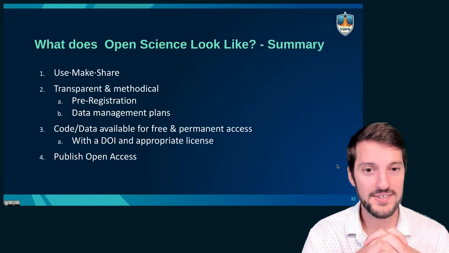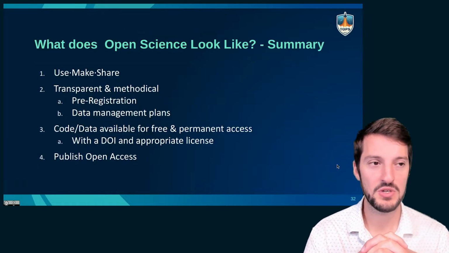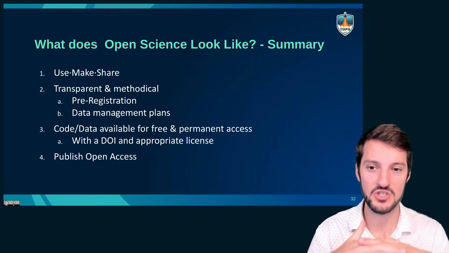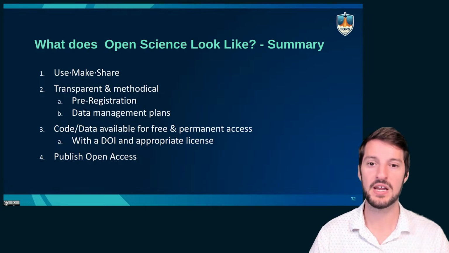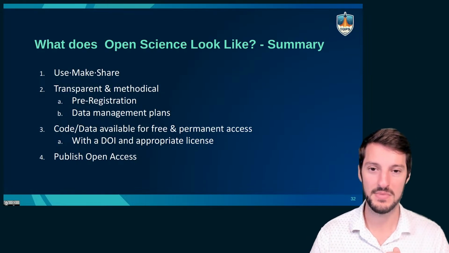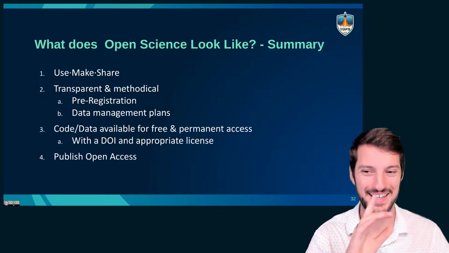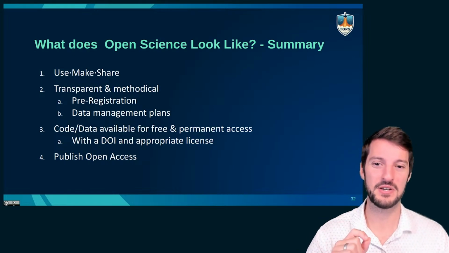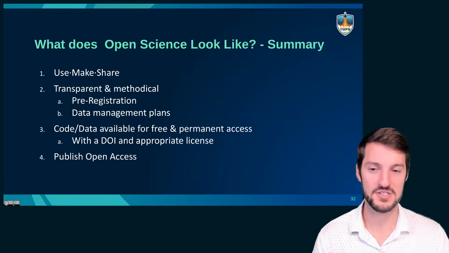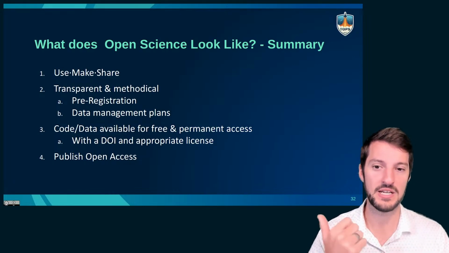So that is what open science looks like. Remember, we started with the use, make, and share framework. We also want our open science to be transparent and methodical. And as part of this, to be transparent and methodical, we want to pre-register our studies and we want to write effective data management plans.